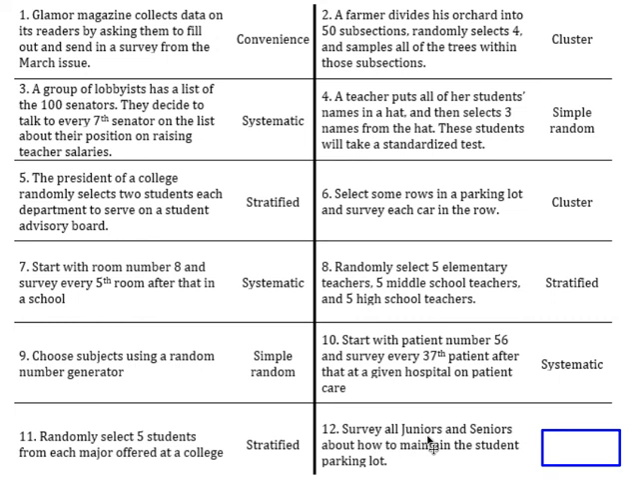Number 12, we're going to survey all juniors and seniors about how to maintain the student parking lot. So this doesn't give us a whole lot of information, but we have to kind of dig into it. So they're surveying all of the juniors and seniors, meaning they broke up the student body by class. So I have juniors and seniors. The other 2 groups would be freshmen and sophomore. They picked 2 of those groups and asked all of them from those groups. So all from only some of the groups is going to be your cluster.